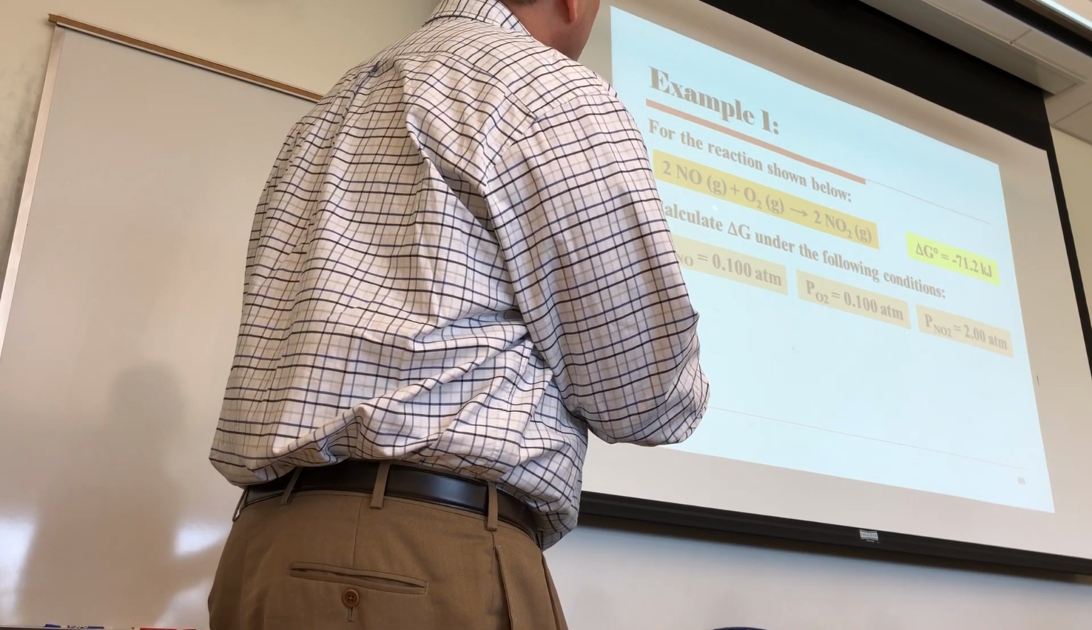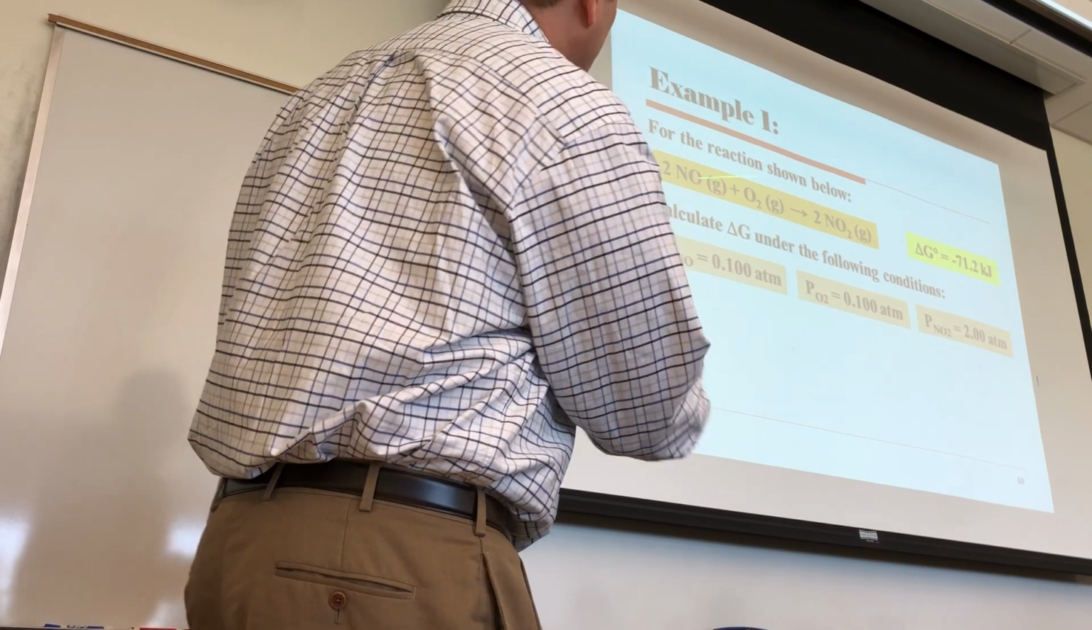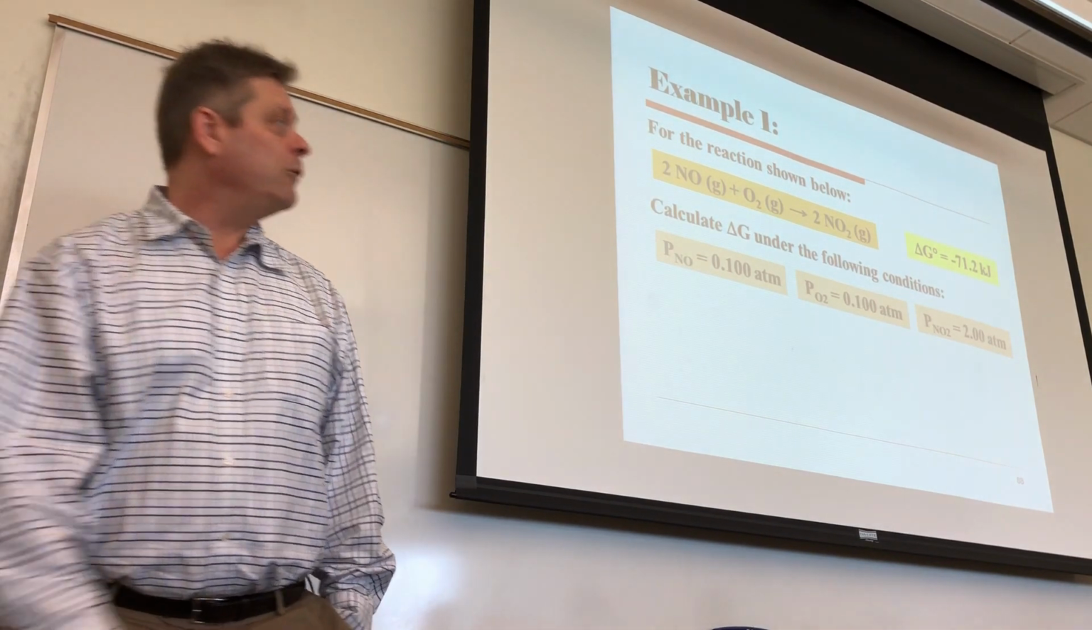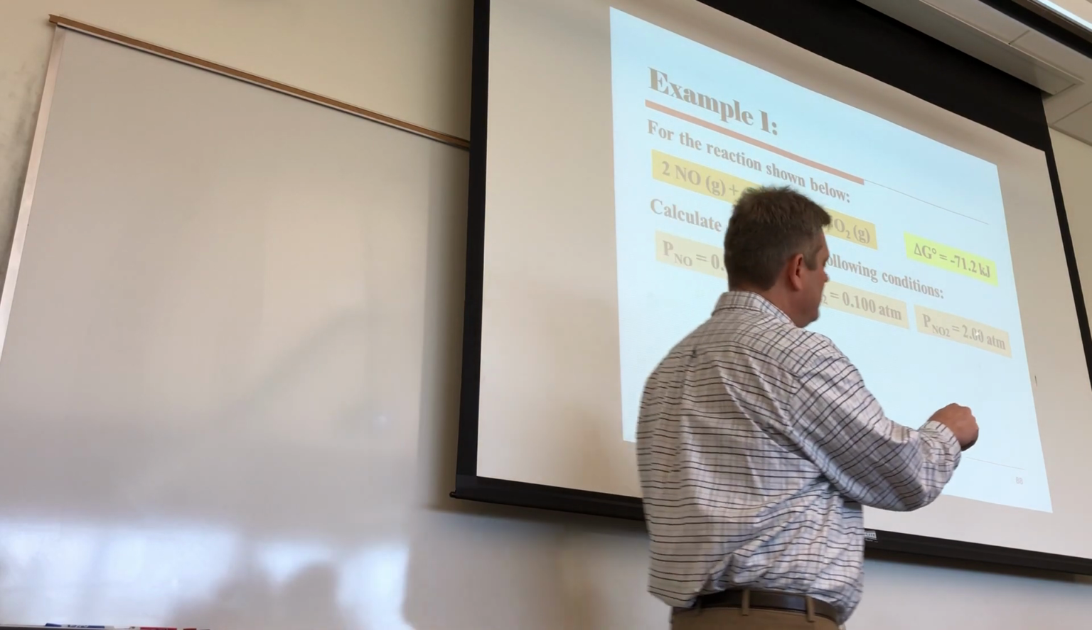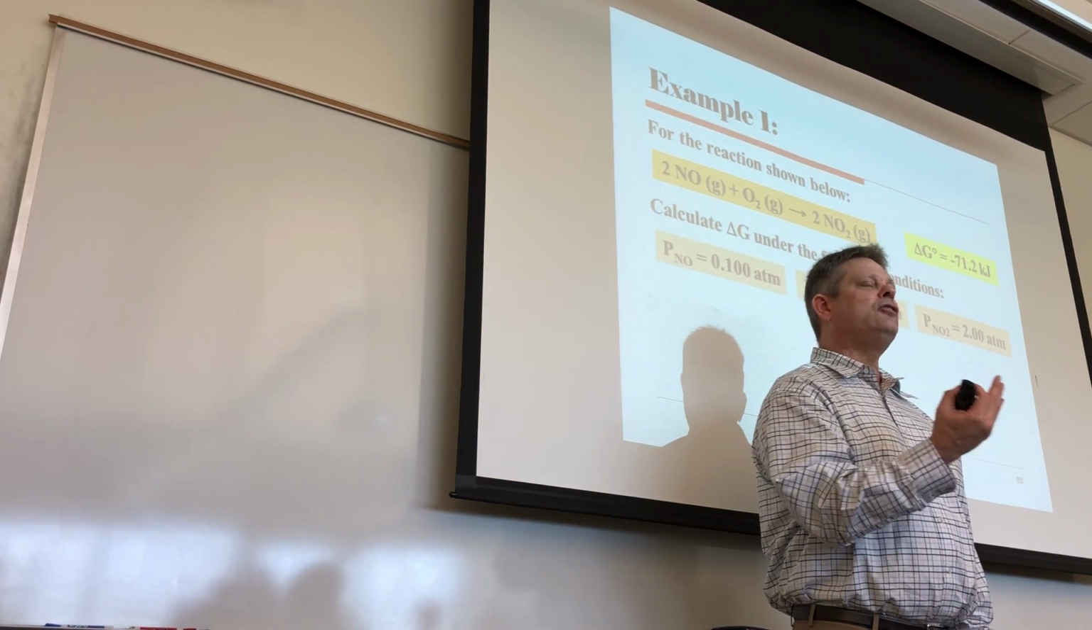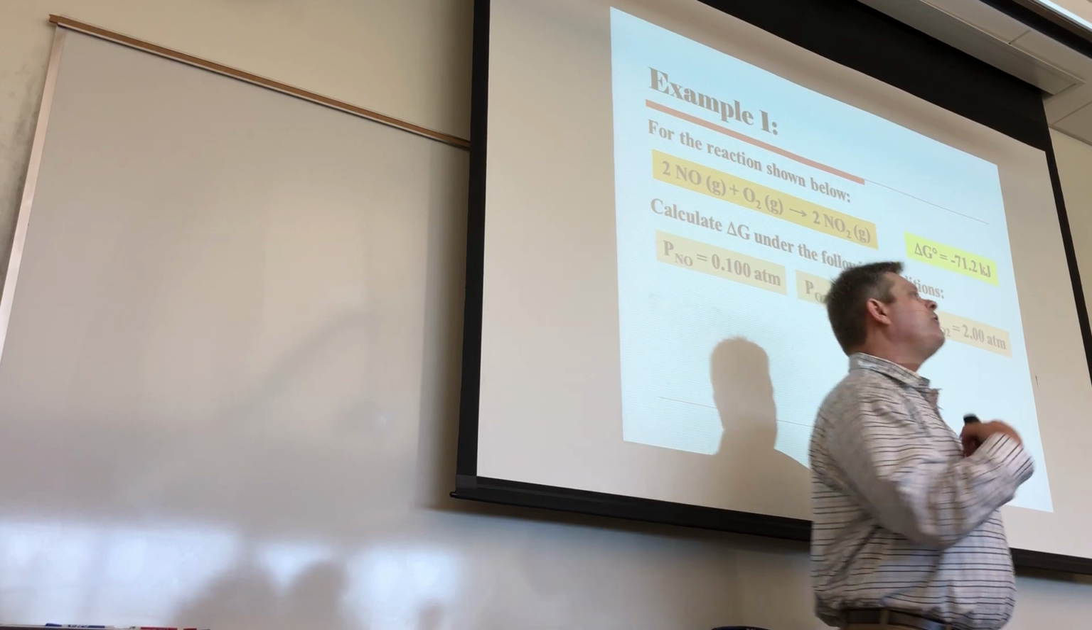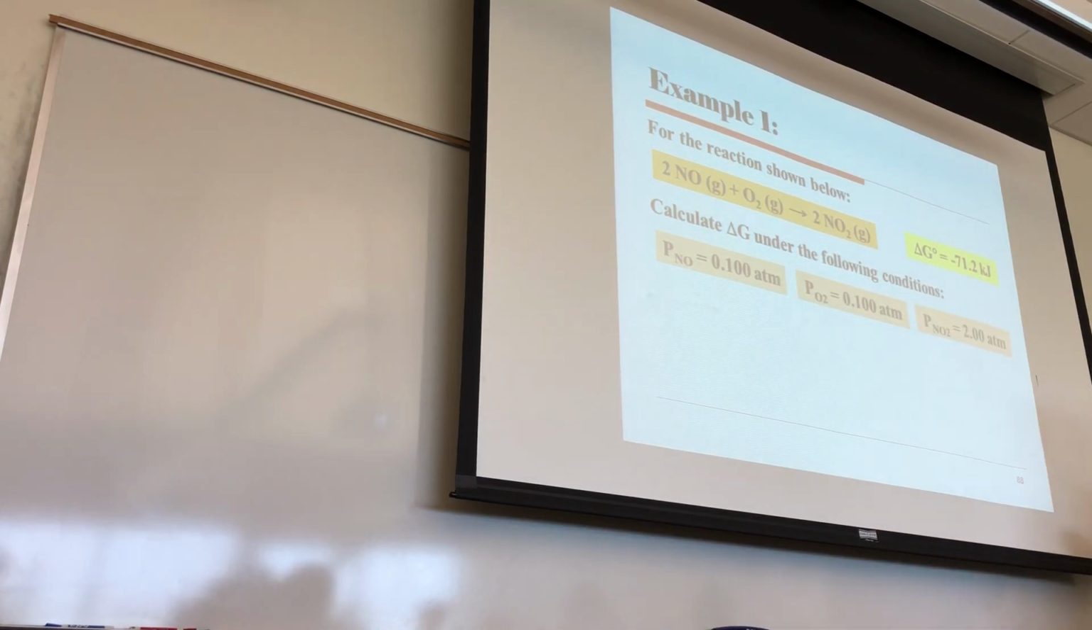if I was under standard state conditions, what would my pressures be? One. Am I under standard conditions or non-standard state conditions? Non-standard. So therefore, how do I solve this problem, which is asking to calculate delta G? So you've got to get Q. Delta G equals delta G standard plus RT ln Q, right? How do I get Q? Products over reactants. I'm given this right here.